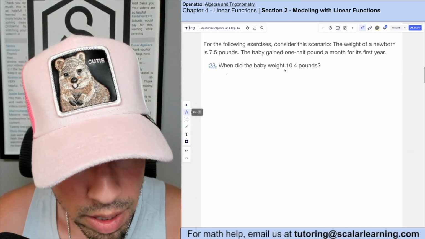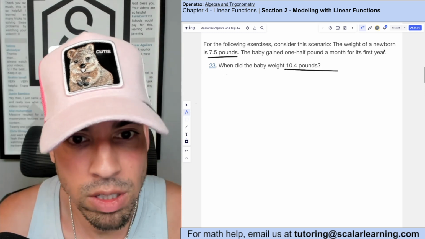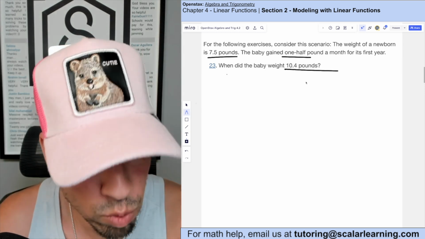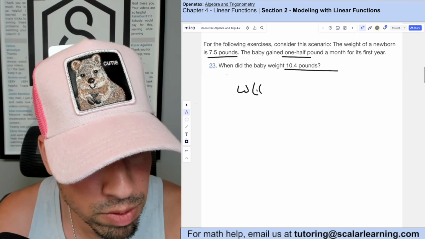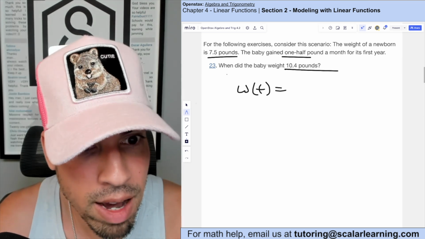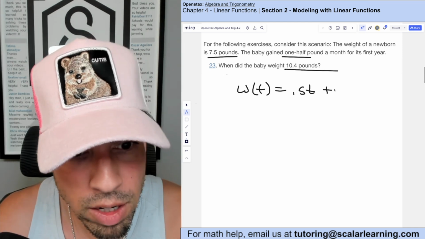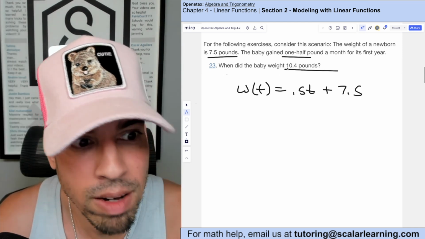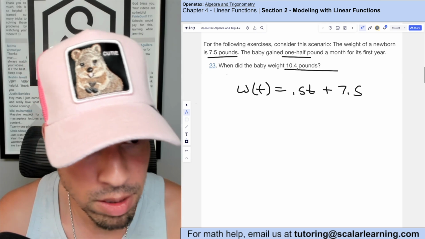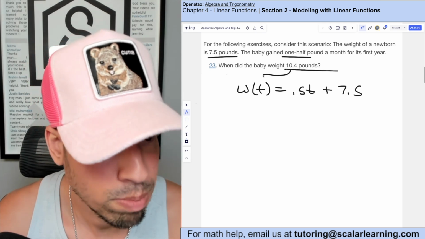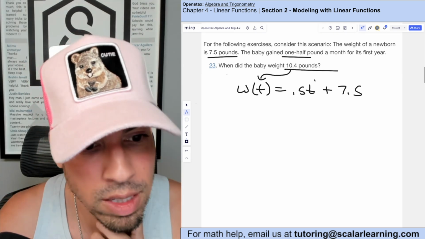When did the baby weigh 10.4 pounds? So once again, with this scenario, the first thing I'm going to do is recreate my equation, which is W of t equals that slope, half a pound per month, so 0.5 per month, plus my y-intercept, my initial value of 7.5. And it says, when did the baby weigh 10.4? Meaning, we're going to plug 10.4 in for the weight and then solve for t.